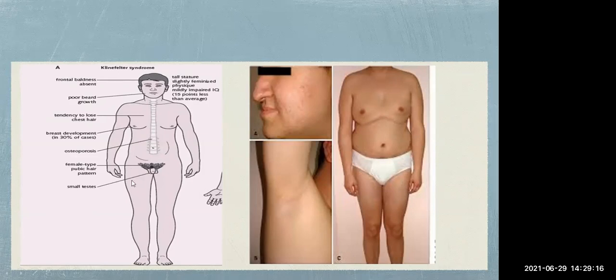We can see a slightly feminized physique, frontal baldness absence, poor beard growth, and a tendency to lose chest hair. There is no chest hair, and breast development in 30% of cases, osteoporosis, and a female type of pubic hair pattern, even though this is a male, and small testes. So these features highly suggest Klinefelter syndrome.